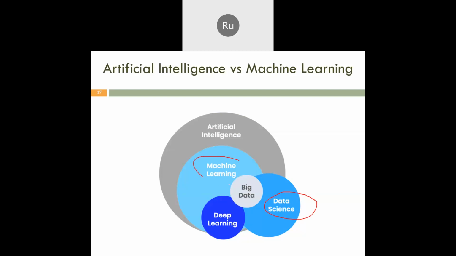Machine learning is under AI, and then deep learning is under machine learning. Okay, and big data will have overlap on all these three: machine learning, deep learning, and data science, in which we will apply machine learning to process big data. We also use deep learning methods in order to process big data, and also we have some descriptive statistics tools that we can use to process the big data.